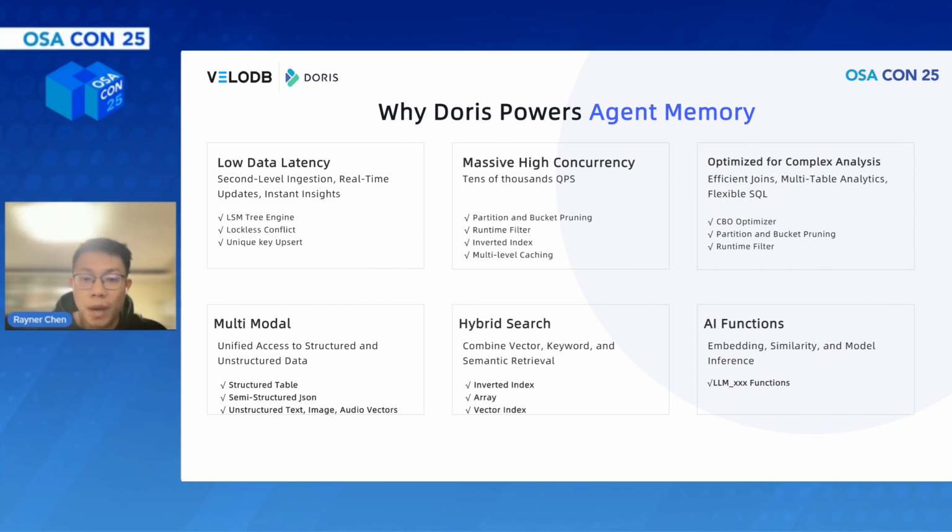Doris embeds AI processing right into the database, supporting things like embedding similarity and model inference, including specific large language model functions. And we also retain our core strength, low data latency, and are optimized for complex analysis, like I said before, with the cost-based optimizer, the runtime filter, etc.